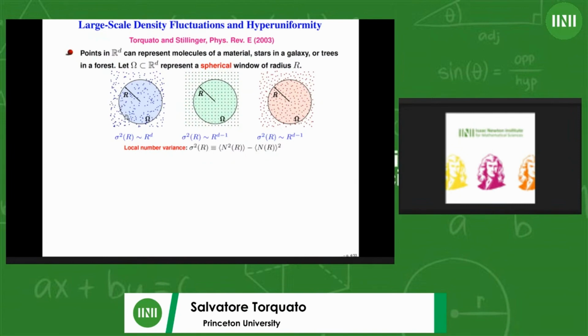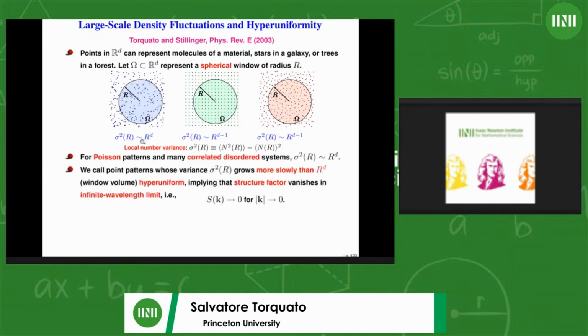And typically what you have is if you have a typical disordered system, it turns out that, including Poisson point patterns and many correlated disordered systems, right? So I would say these are garden variety disorder. The variance grows like the radius to the dimension, the volume of the window. And we're going to call any pattern whose variance grows more slowly than r to the dimension hyperuniform. Now, this implies that the structure factor, which you can get from single scattering, in the infinite wavelength limit goes to 0 as k goes to 0, as it turns out.